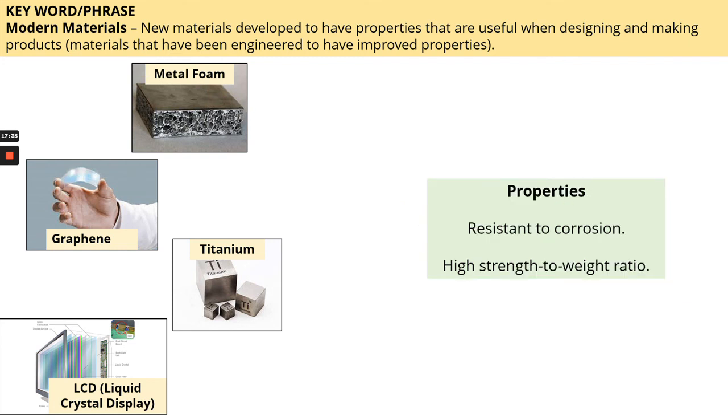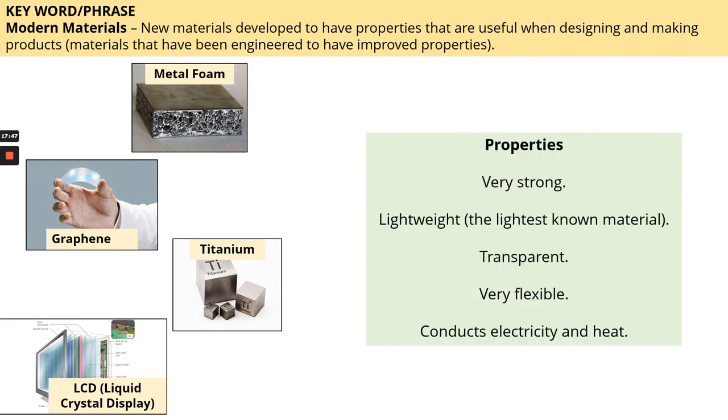The next set of properties: resistant to corrosion and high strength to weight ratio. Which one is it? If you said titanium, you are correct. And finally, a very strong material that is also very lightweight, transparent, very flexible, and can conduct electricity and heat. Which material am I talking about? If you're saying graphene, you are correct.